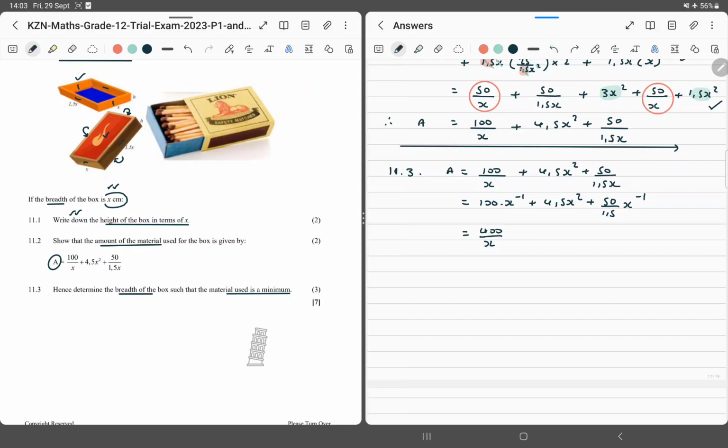Over 3x to the exponent minus 1, because these are like terms. Now we can see nicely, you see, sometimes changing things into a way that you can work it out is cool. Now we're going to see here that we are adding 4,5x squared. Okay, so that was the area. So we can say now for minimum area, it is such that A prime in terms of x is equal to 0.